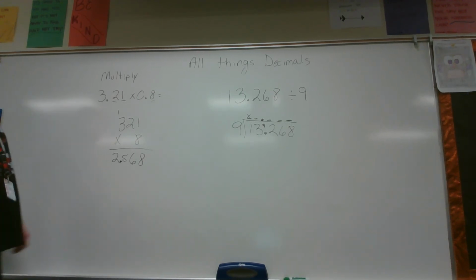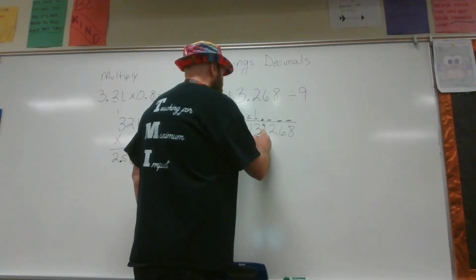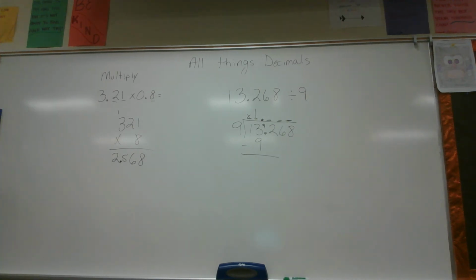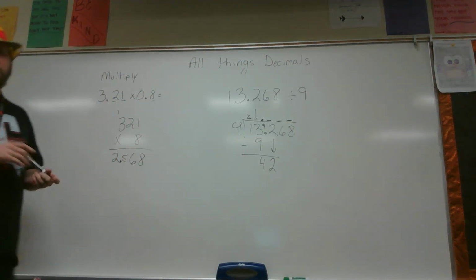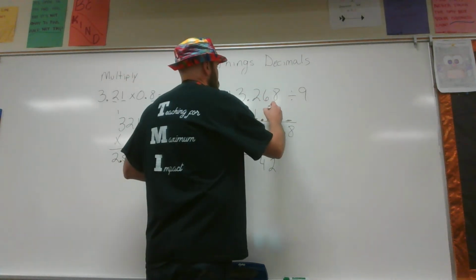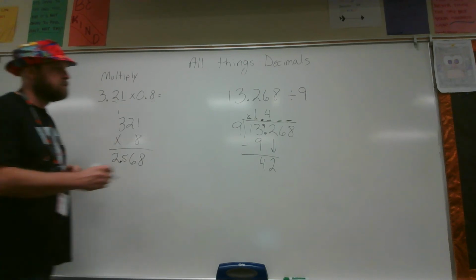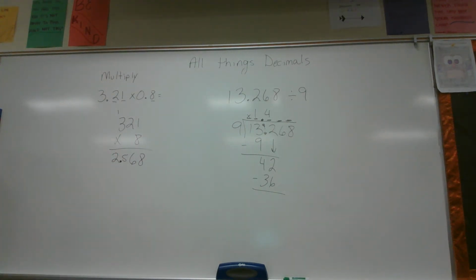Let's see, Cora, how many times does 9 go into 13? 1 time. 1 times 9 is 9. Cora, 13 minus 9 is 4. I bring down my next number. I don't need to mess with that decimal point. I'm just dividing 9 into 42 now. Just 9 into 42. Cora, how many times does 9 go into 42? 4 times. And Cora, what is 9 times 4? 36. And what is 42 subtract 36? 6. Good.